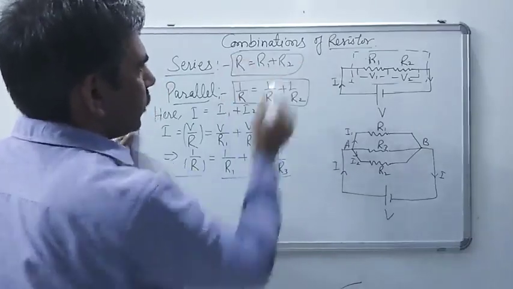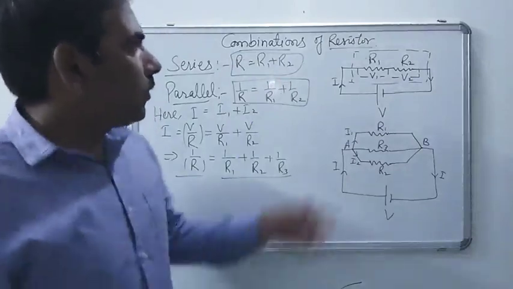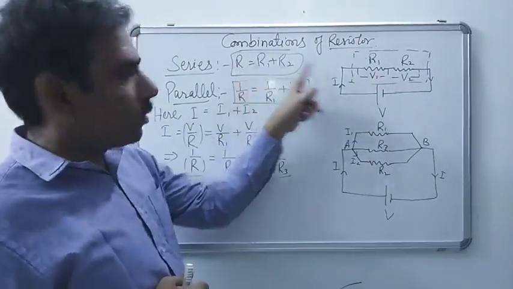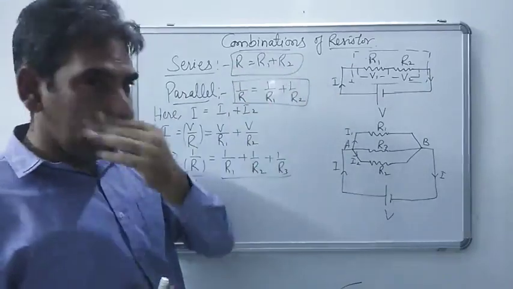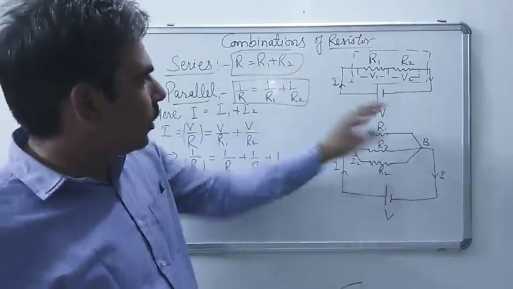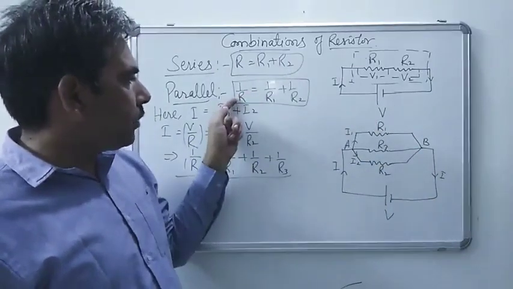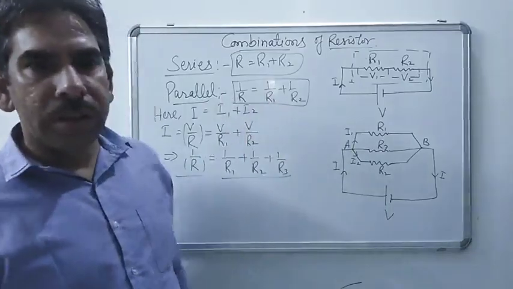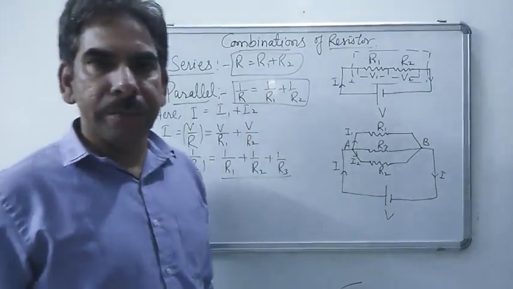So if we observe carefully, when we connect the two resistors in series, we get a net resistance which is more than any of the two, right? And when we connect the resistors in parallel, we get a value of effective resistance R which is less than the smallest of all the resistors which are connected.